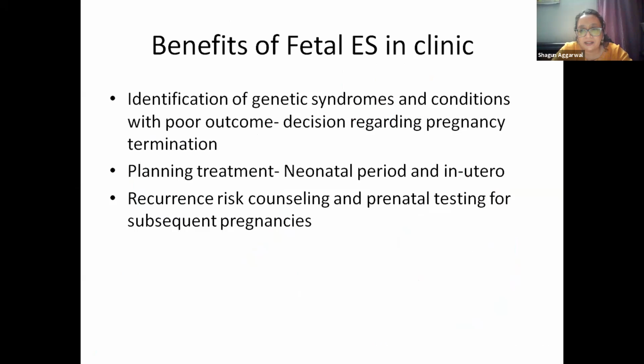So what is the utility of doing exome sequencing in clinical practice? It's quite similar to what I have been saying previously: it gives us an answer whether there is a genetic syndrome in the fetus. This would help the family in deciding whether they want to continue or terminate that particular pregnancy, or in case of a late diagnosis, it can help in planning the treatment. And also it helps in recurrence risk counseling and providing early definitive prenatal testing or other reproductive options to the couple for subsequent conceptions.